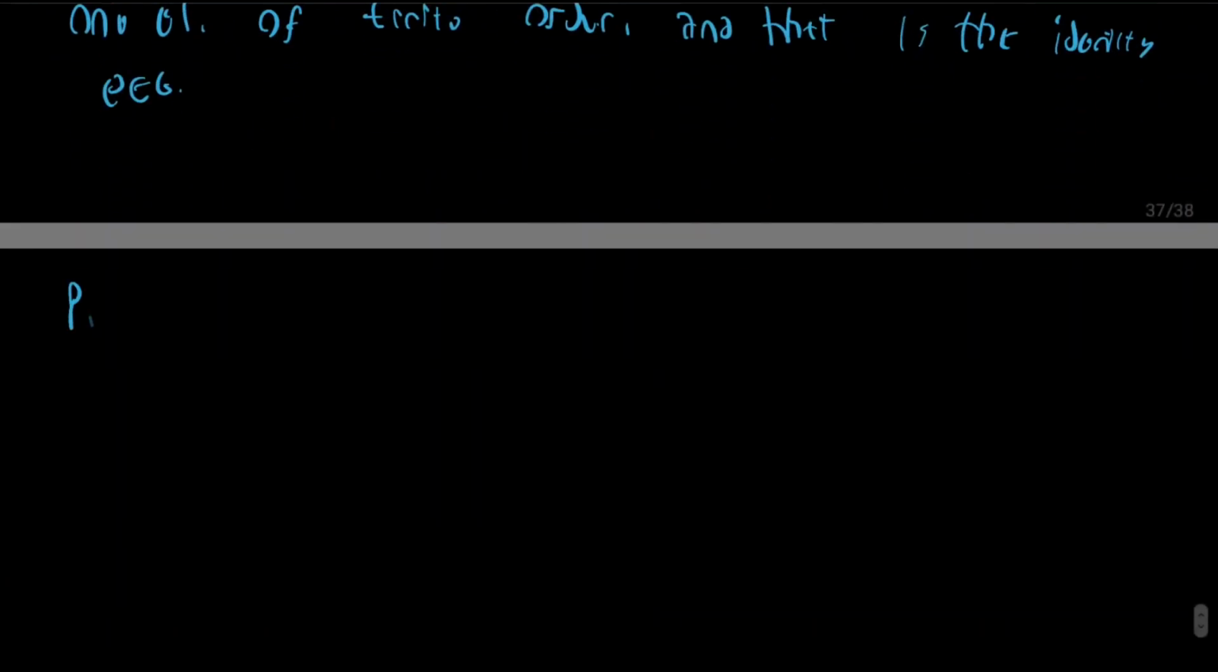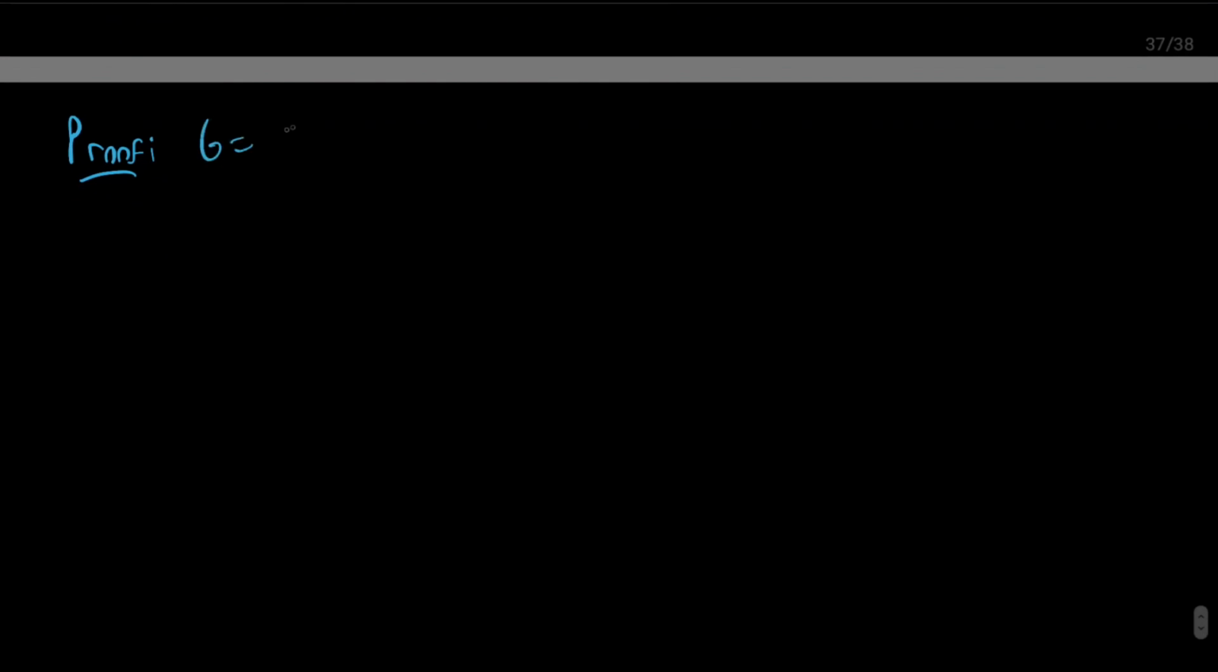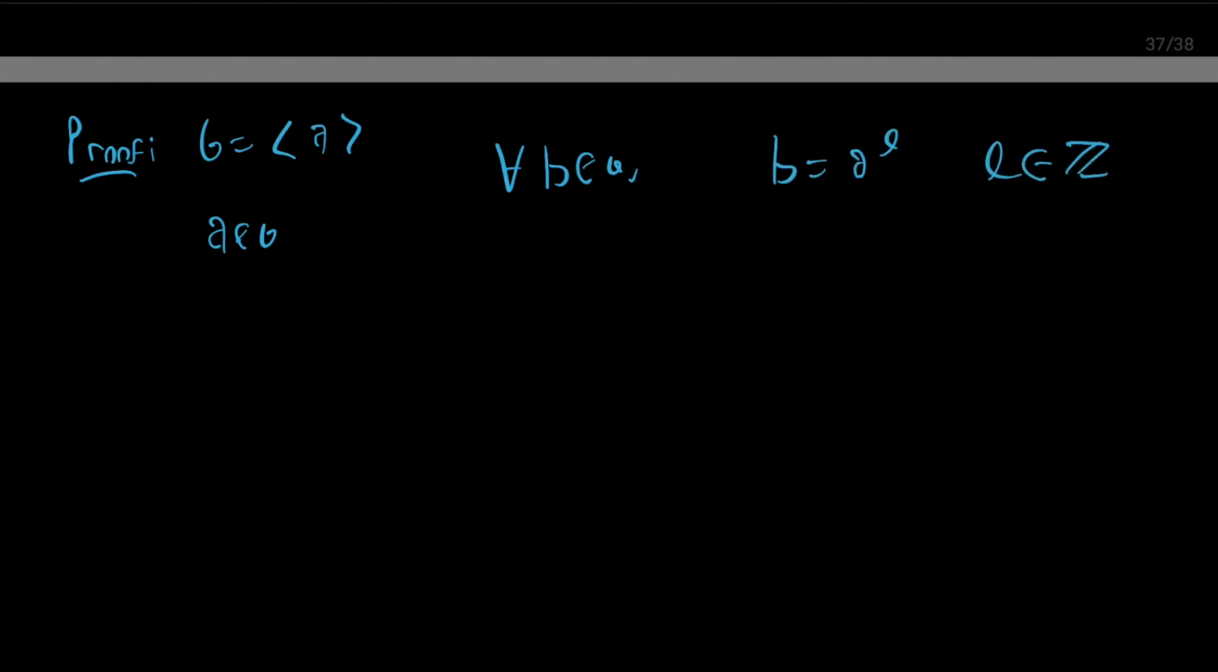Okay, so let's prove it. The proof of this is pretty simple, because if G is an infinite cyclic group, then G can be written as the cyclic subgroup generated by an element a of G, and so any element b in G can be written as a to the l, where l is some integer.